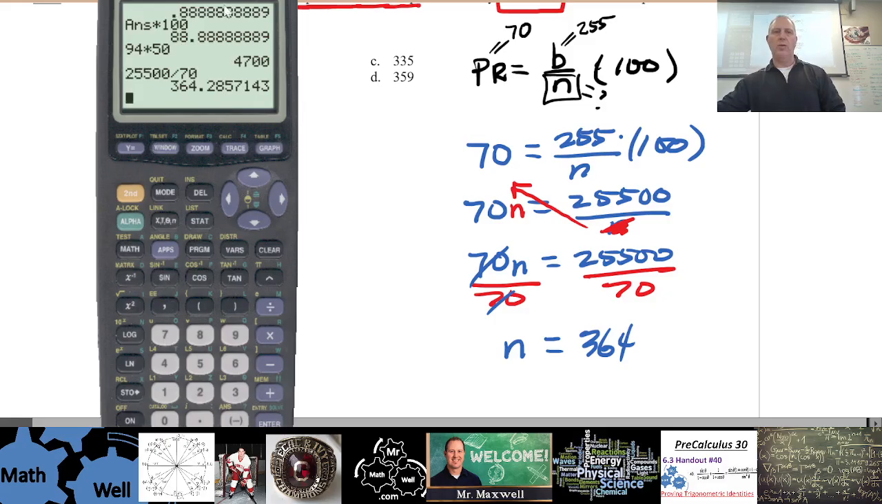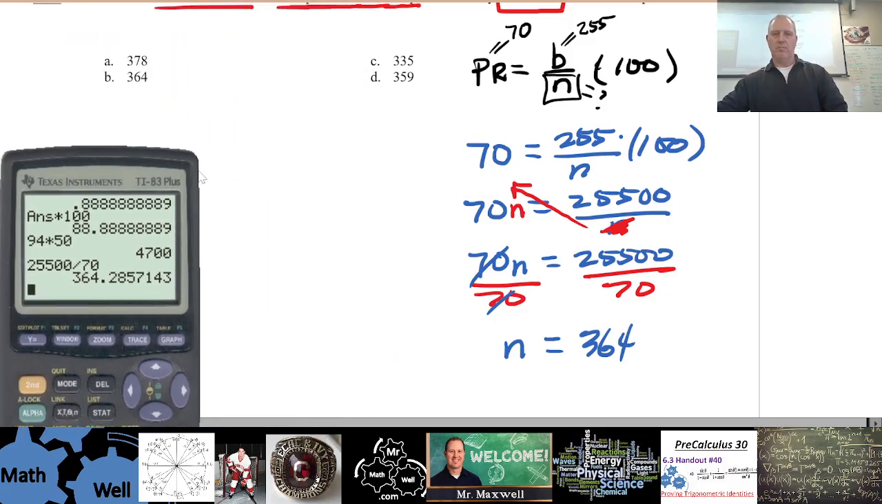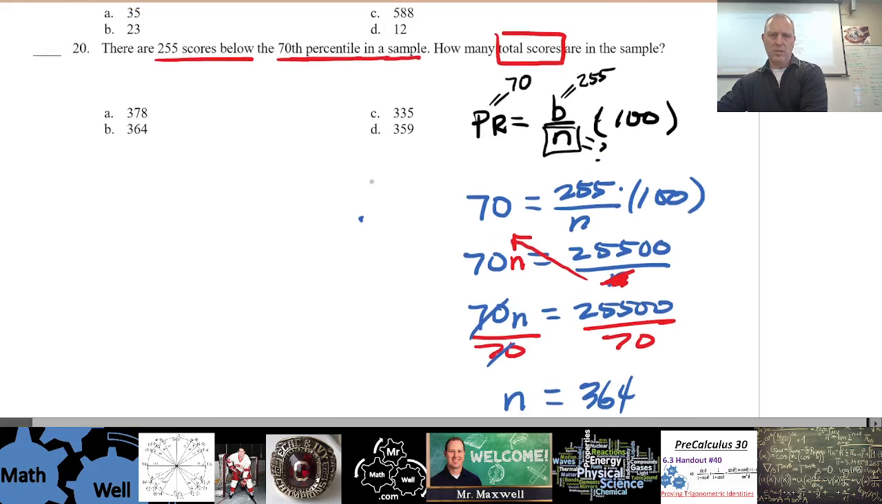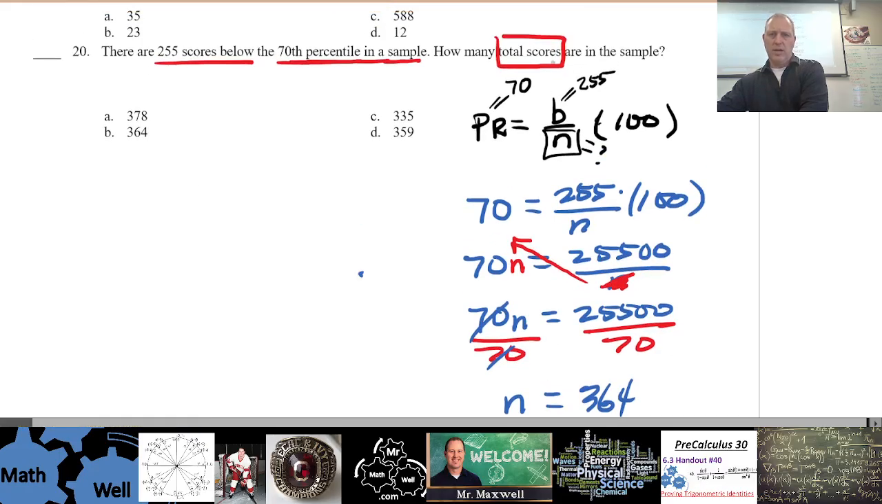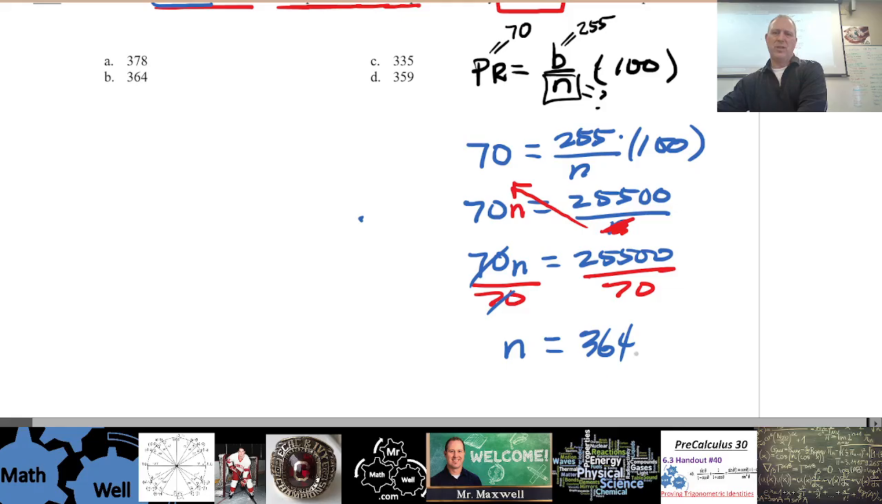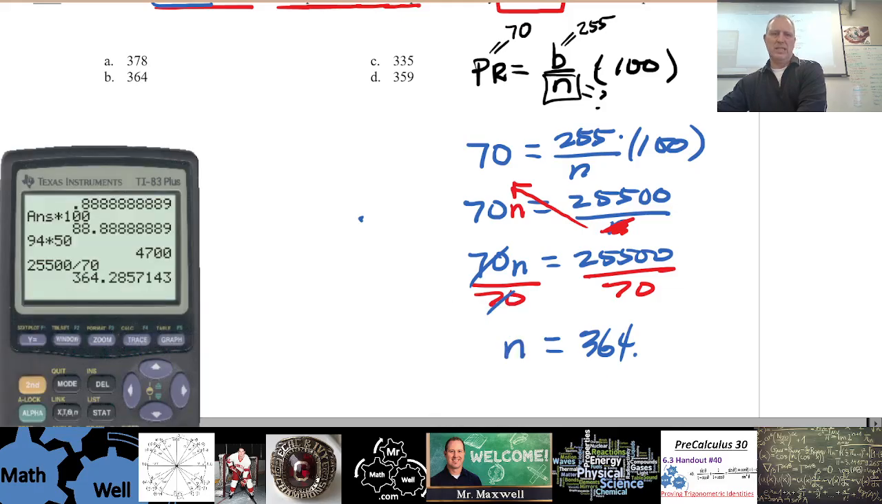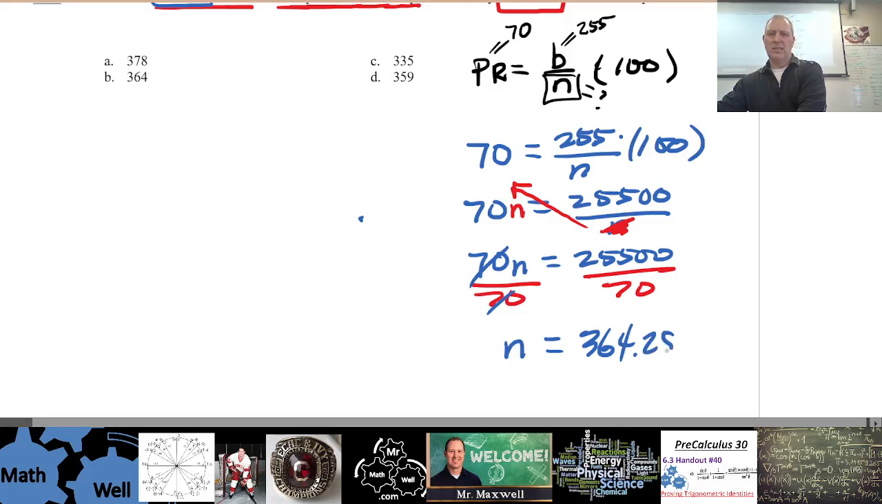I've got 0.28. So let's see, what about that 0.28? What are we talking about in this question? We're talking about scores. Okay. So 70th percentile. So 364 point something. 0.28. Looking at this list, obviously the closest one to this number would be 364. So that's totally fine.